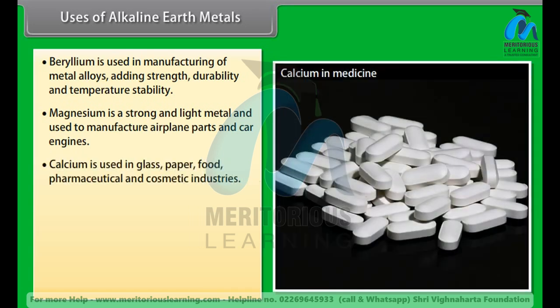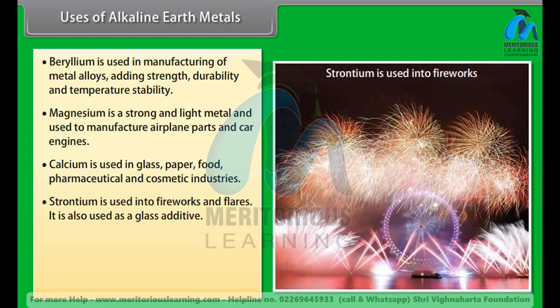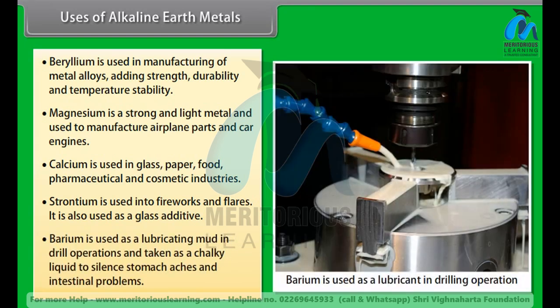Calcium is used in glass, paper, food, pharmaceutical and cosmetic industries. Strontium is used in fireworks and flares. It is also used as a glass additive. Barium is used as a lubricating mud in drill operations and taken as a chalky liquid to soothe stomach aches and intestinal problems.